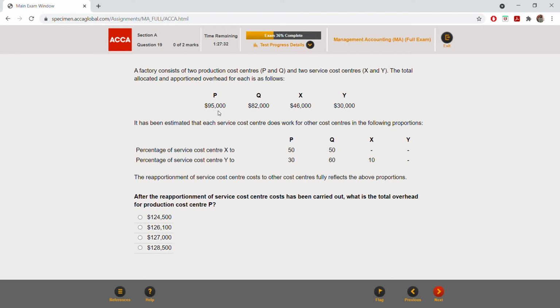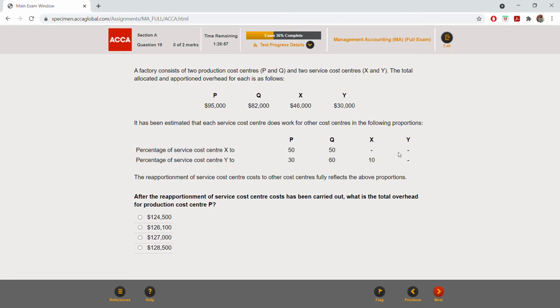Okay, so let us do this. It's starting with 95,000. From here, reapportionment of Y. They will take 30% of 30,000 Y. They told the percentage of service cost center Y2. Okay, first we have to, what? Eliminate the Y.